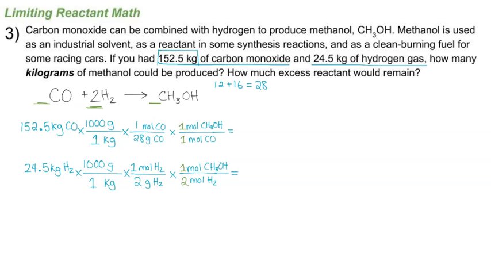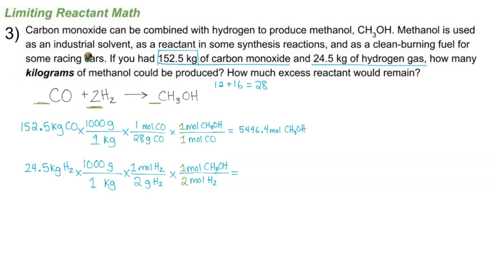So 152.5 times 1,000 divided by 28 times 1 divided by 1. So that's just going to be the same thing. I don't need to type that in. So I got 5446.4. And that would be my moles of CH3OH. Notice I'm not really rounding to sig figs here because this is an intermediate value, but we're close. We could go ahead and round to 4 sig figs if you desire, but we're not all the way at our theoretical yield because it's asking us how many kilograms of methanol could be produced.